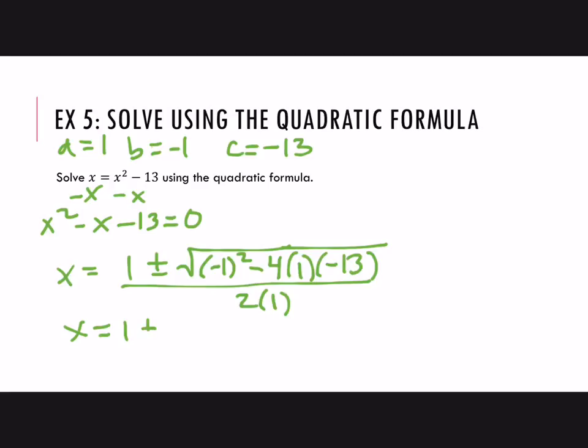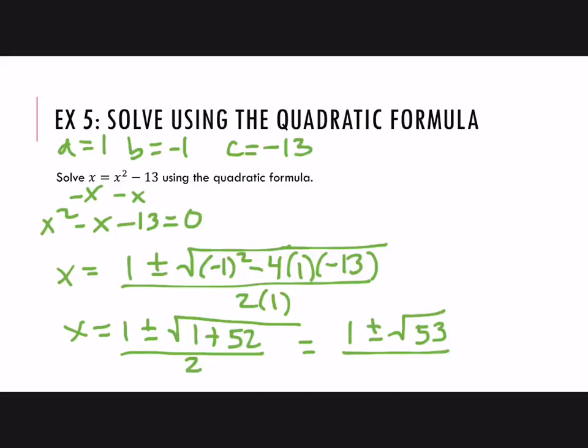All right, so that's 1 plus or minus square root. This is going to be a 1. -4 times 1 times -13, that's a positive 52, all divided by 2. And this is 1 plus or minus square root 53 over 2. And 53 is a prime number, so that can't be simplified anymore. And there's no reducing to do because I've got a 1 here and a 1 outside of the square root 53, so that's how I would leave the answer.